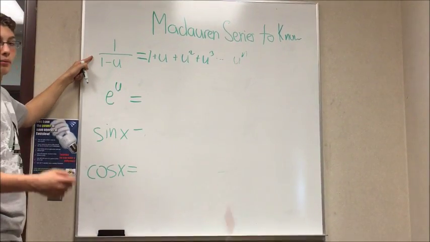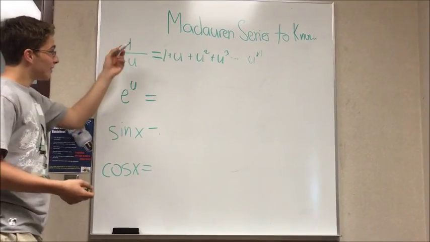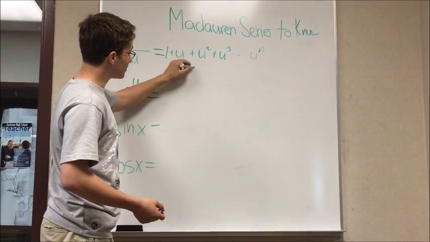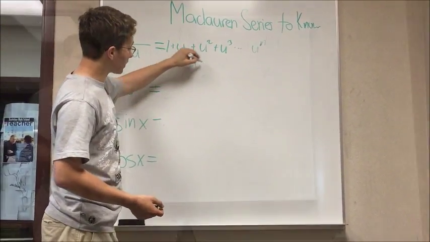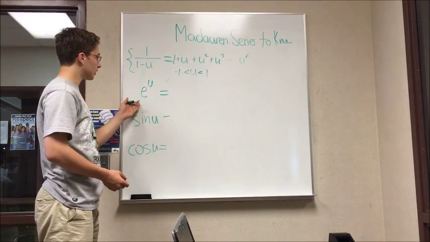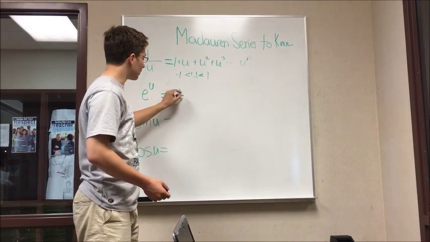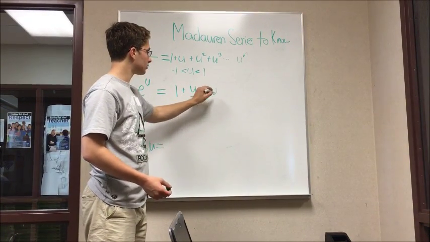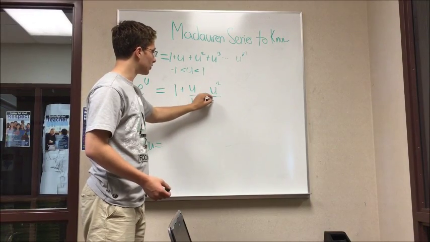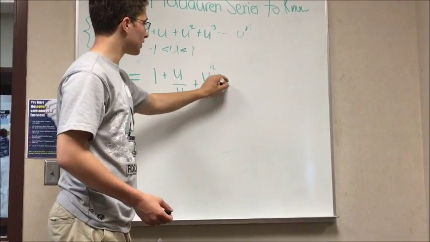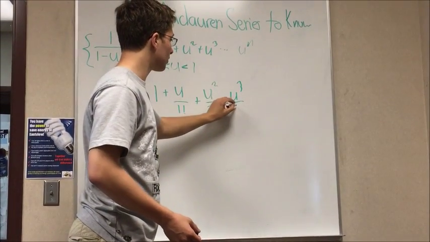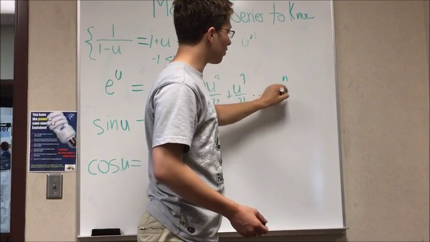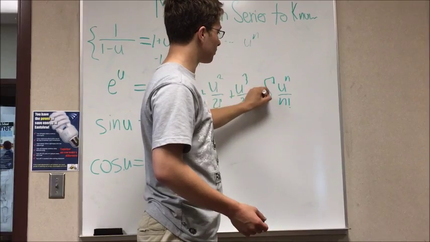That's just a simple term from this, but the catch is that this whole series only works when u is between 1 and negative 1. So now we'll look at the e to the u function, and that is basically 1 plus u over 1 factorial plus u squared over 2 factorial plus u cubed over 3 factorial, and so on, with the general term just being u to the n over n factorial.